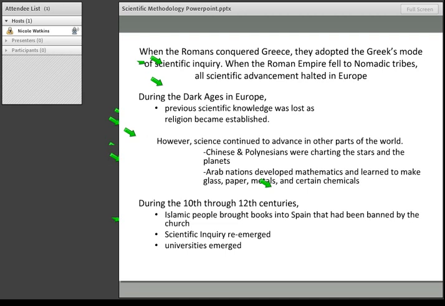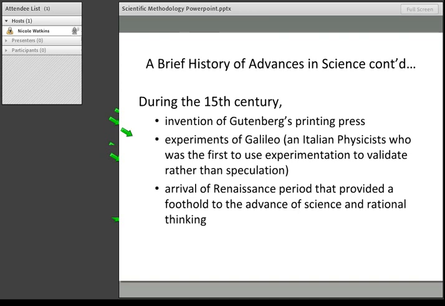Now, it was during the 10th through 12th centuries that we have Islamic people bringing books into Spain that had once been banned by the church. This is where scientific inquiry is starting to re-emerge itself, and universities are emerging as well.